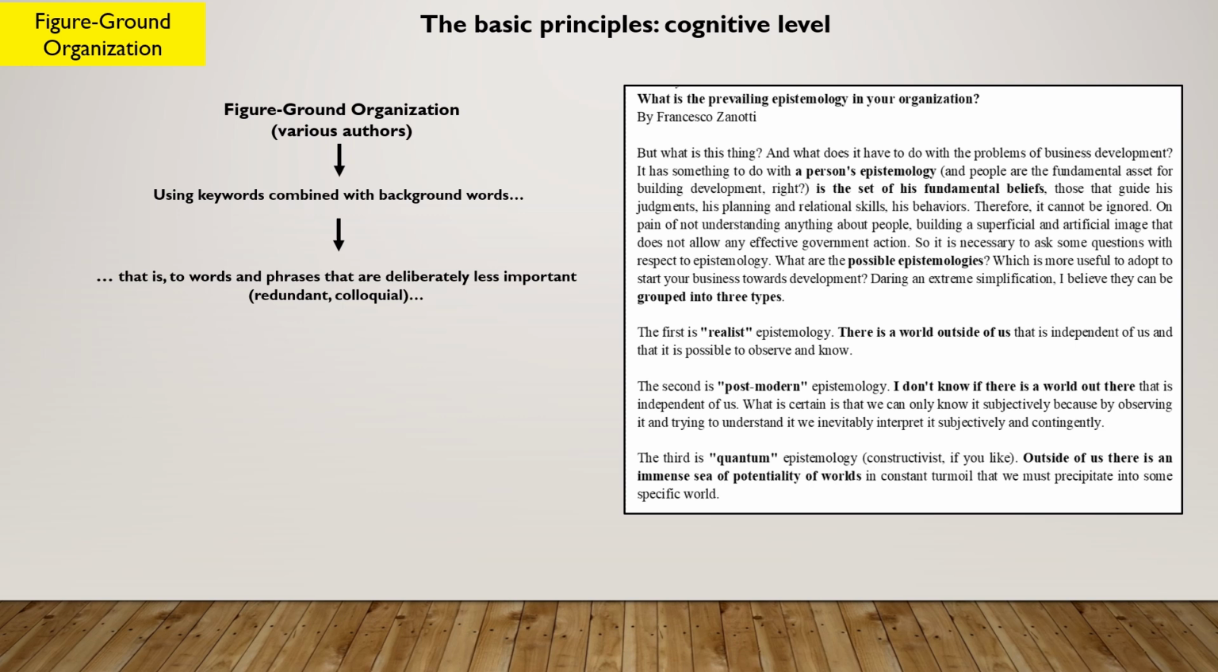Anyone who has the patience to look at the extracts shown on the right will be able to notice a particular use of written language. The use of keywords combined with background words, that is, words that surround the highlighted ones but are intentionally less important, often redundant, sometimes even colloquial. The intention, more or less conscious of the author, seems to have been precisely that of having used them as a contour to create a cognitive contrast between what is in the foreground and what is in the background. In practice, a cognitive use of the figure-ground organization.